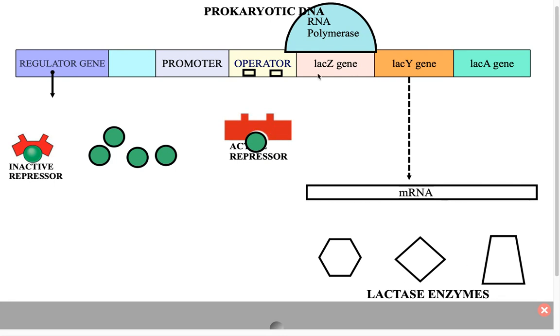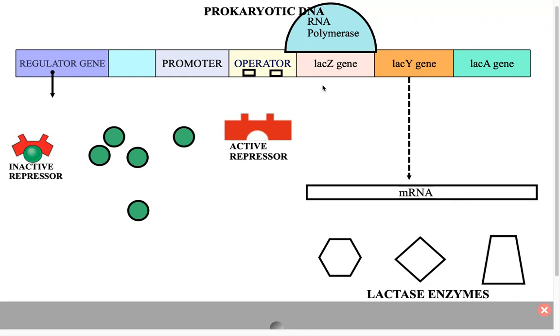Now, the LAC-Z gene is going to code for something called beta-galactosidase. And what beta-galactosidase does is it breaks down lactose. I told you I want you to think of this as a disaccharide with two pieces. I just did it for simplicity because it would fit into this little section over here. But in reality, this is going to be two monomers put together. And this very first enzyme cleaves the lactose into its two monomers, into its two halves.